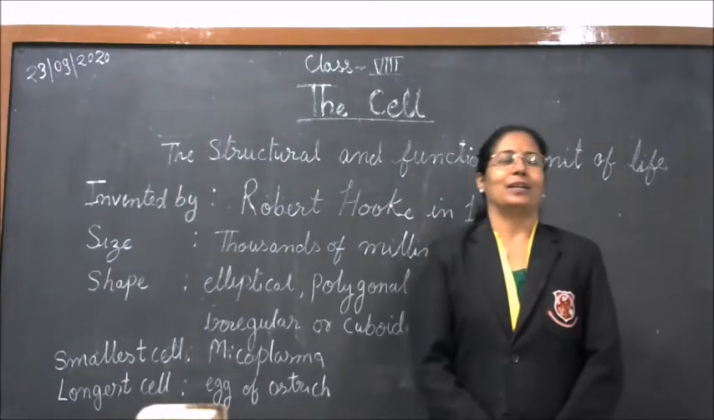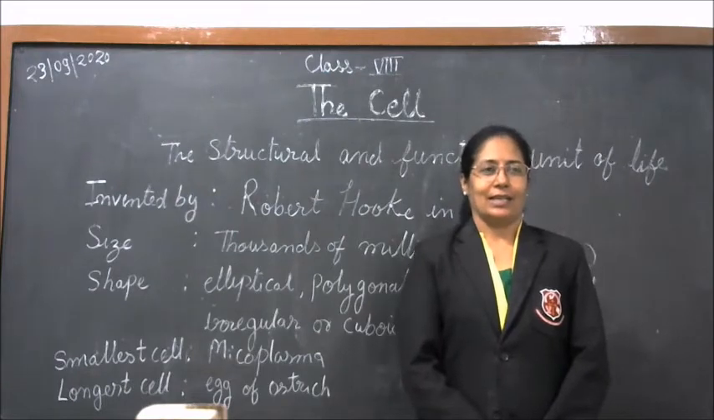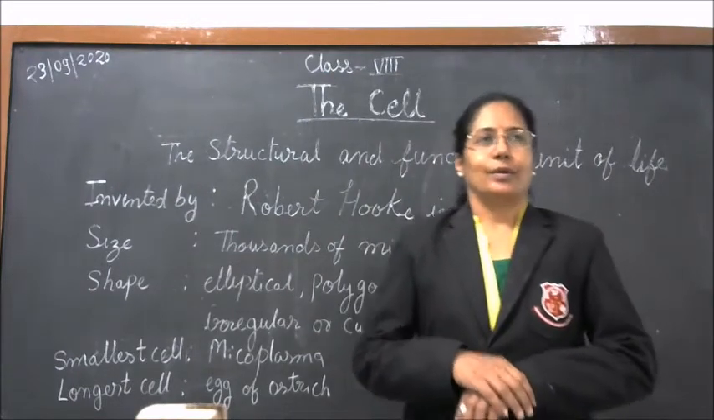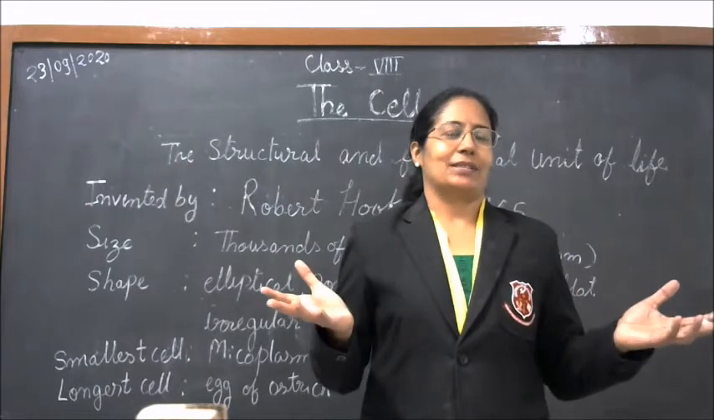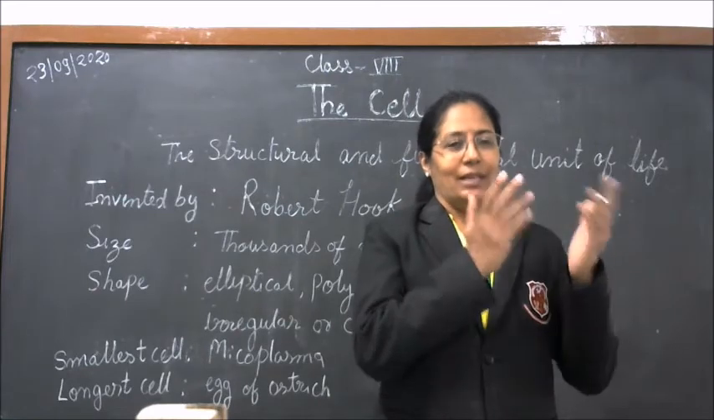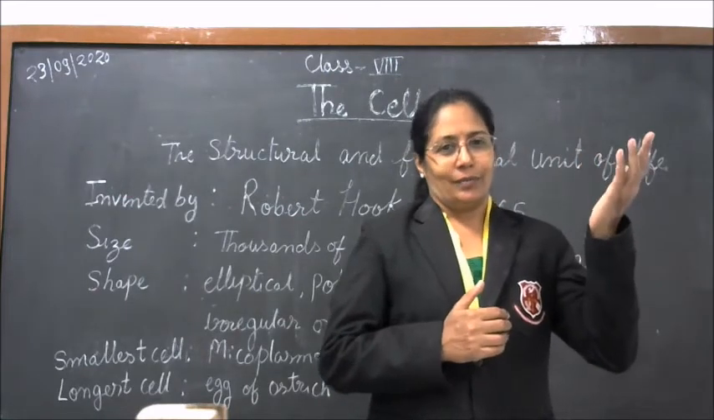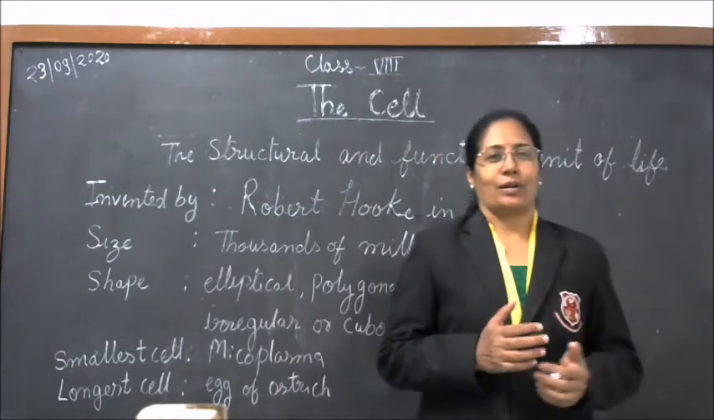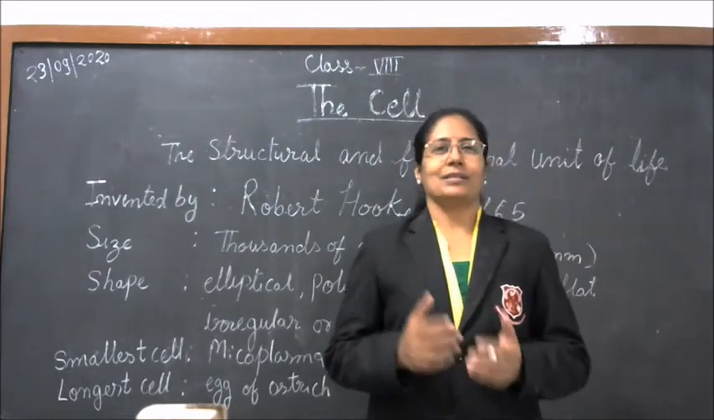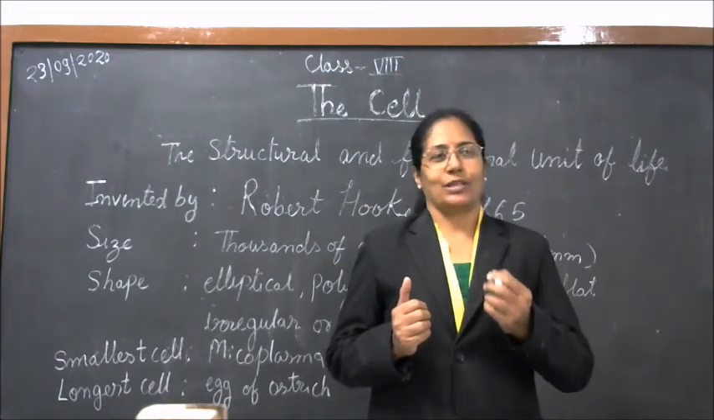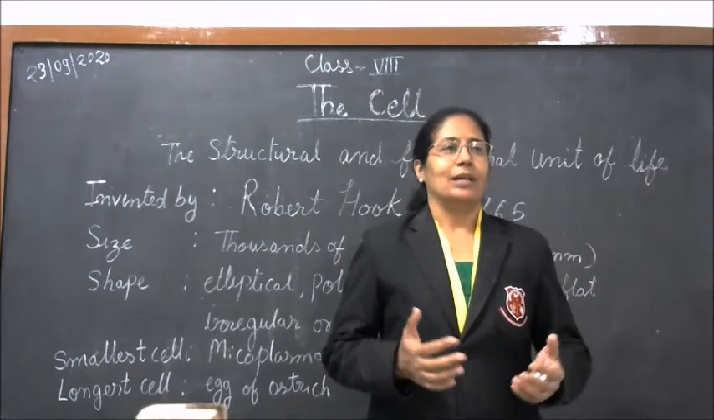Today we are going to learn about the cell. See, the living world is made up of a lot of plants and animals, right? Plants have roots, stems, leaves, fruits, flowers, seeds, different organs. Same as animals have different organs like eyes, nose, ears, limbs, abdomen.